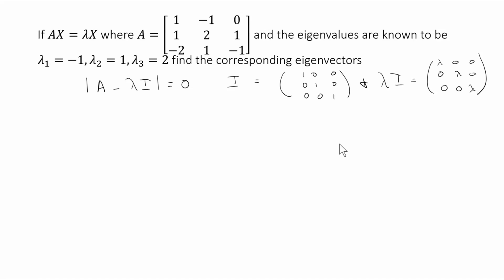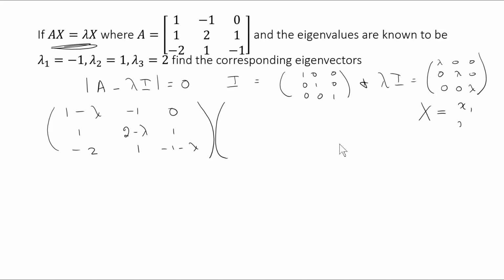Like that. So when we find A minus lambda times the identity, then we get the characteristic equation, which in this case is 1 minus lambda, negative 1, 0, 1, 2 minus lambda, 1, negative 2, 1, negative 1 minus lambda. And remember that x as a vector is x1, x2, and x3, and that 0 is 0, 0, 0.